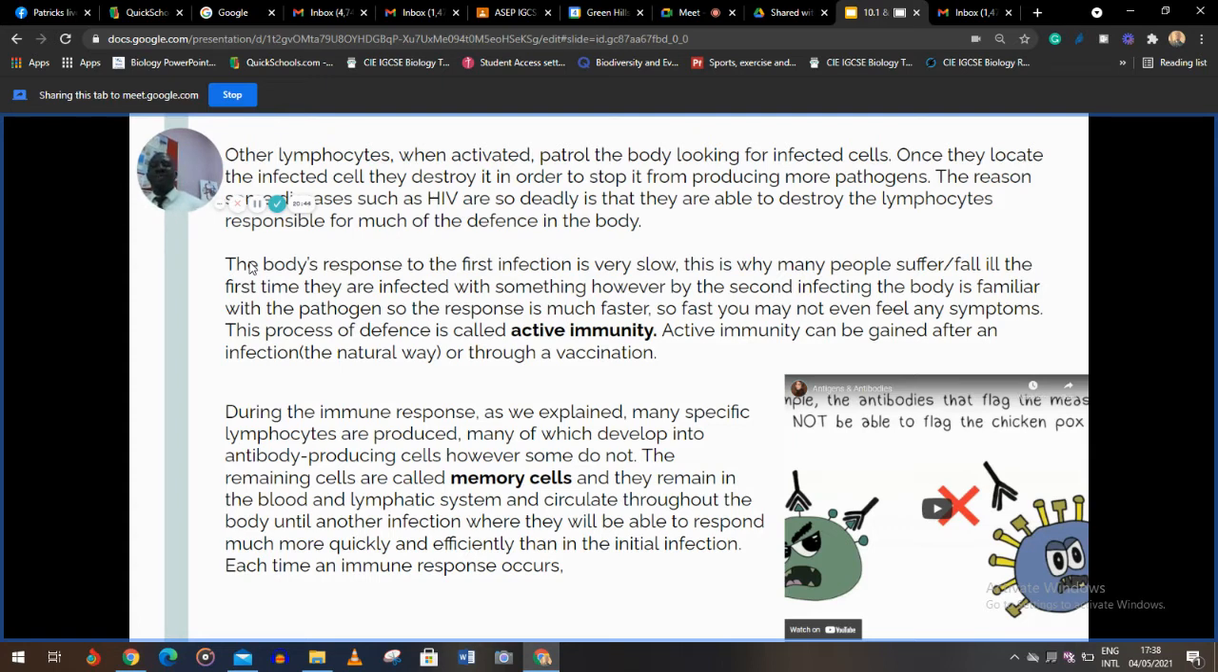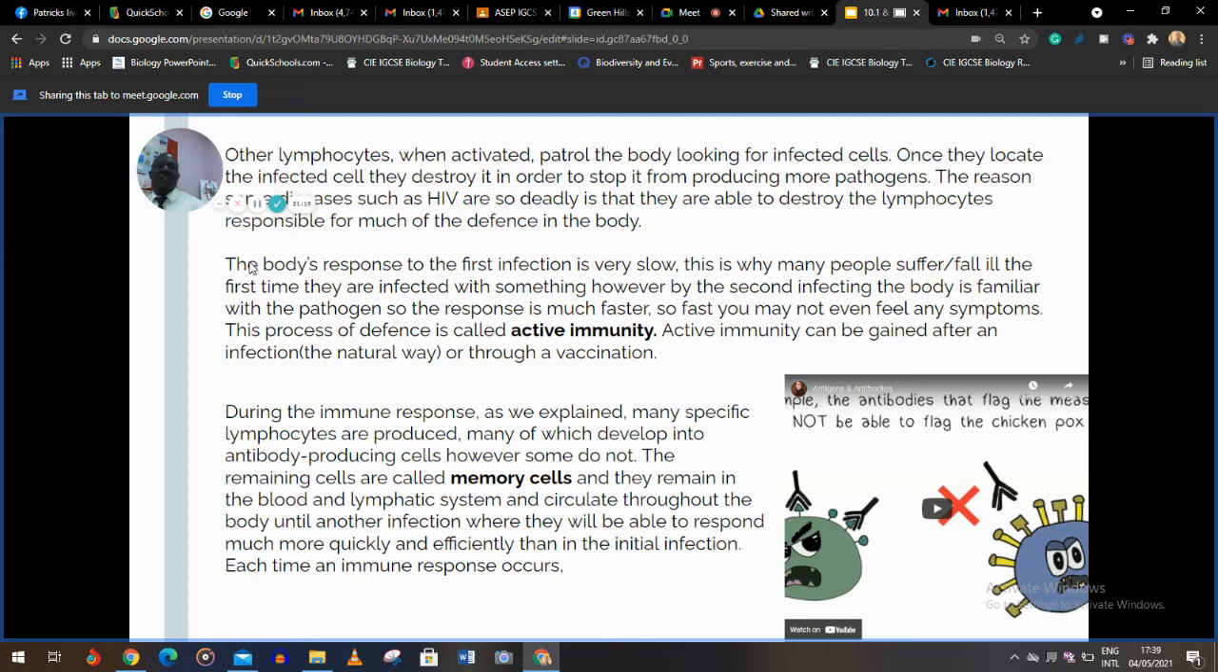So, the body's response to the first infection is very slow. This is now explaining what I've explained already. The body's response to the first infection is very slow. This is why many people fall ill the first time they are infected with something. However, by the second infection, the body is familiar with the pathogen, so the response is much faster. So fast you may not even feel any symptoms. This process of defense is called active immunity.